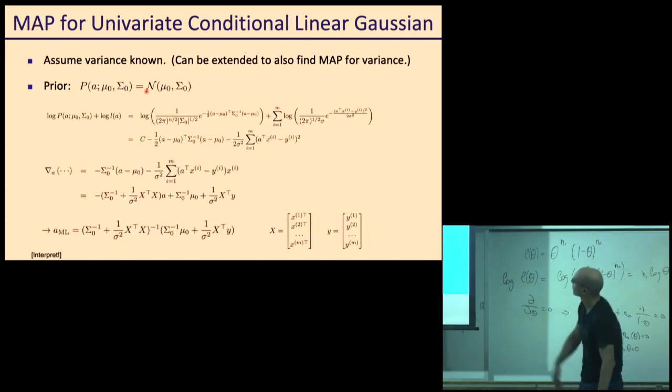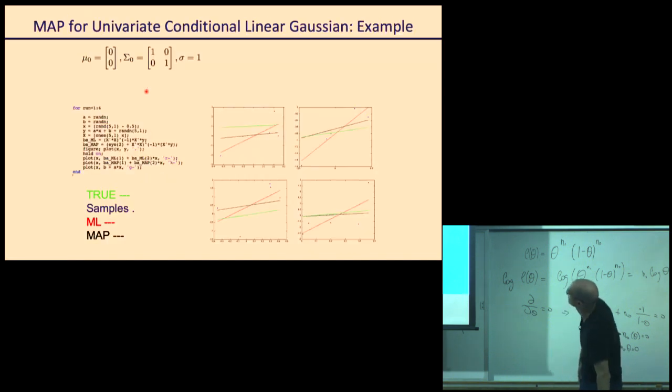You can do the same thing for the conditional linear Gaussian. You can have priors there. You can have priors over the linear coefficient A, but more generally, you can have priors over the matrix that goes from X to Y, or from X_t to X_t+1, that matrix A. Here are some examples of this worked out. The slides just work through what it looks like when you have a prior.